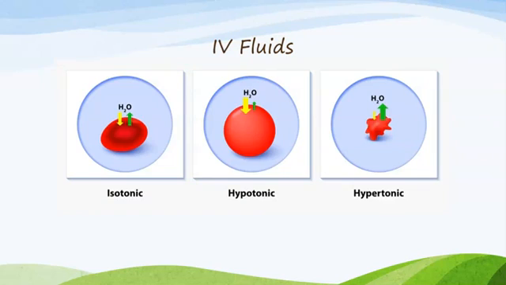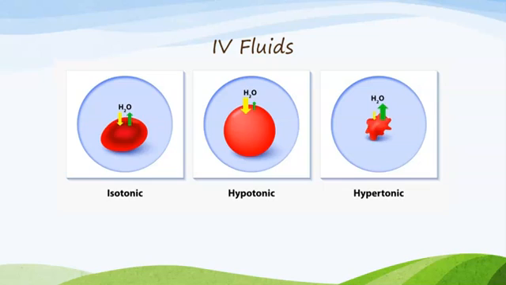Now, we use the concept of tonicity to describe IV fluids as well as to describe a condition that a person is experiencing. So when we think about IV fluids, the most important reason that you as a nurse need to understand tonicity is to make sure that you are giving the right medication to the right person for the right reason. This is really, really critical when we talk about patient safety.